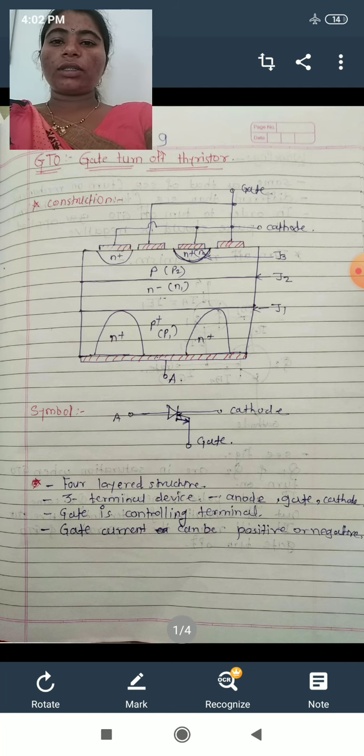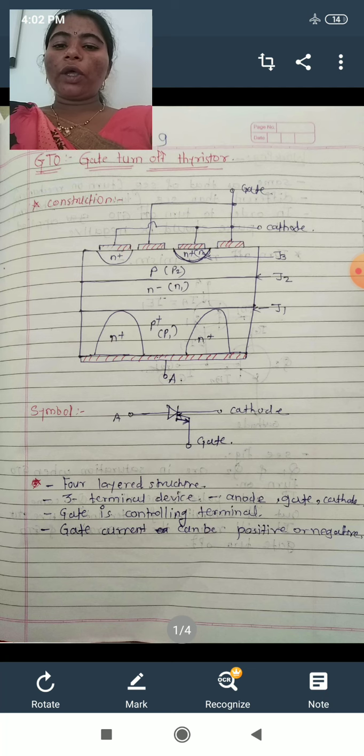GTO is nothing but the gate turn off thyristor or gate turn off SCR. Now see the construction. The construction diagram is shown in the figure. It is a four-layer structure having three junctions, junction J1, junction J2 and junction J3, and three terminals: anode, gate and cathode. This is the construction diagram. Alternate P and N layers will be there. P type material and N type material are used to form the construction of the GTO.